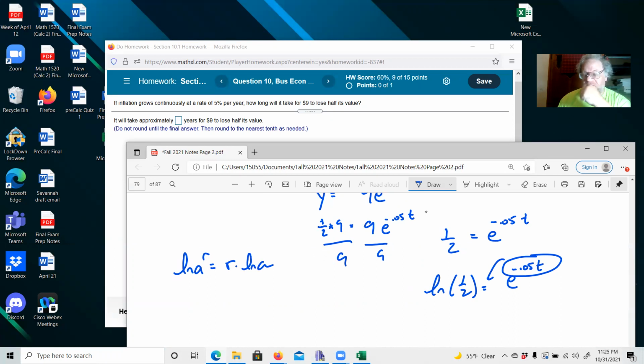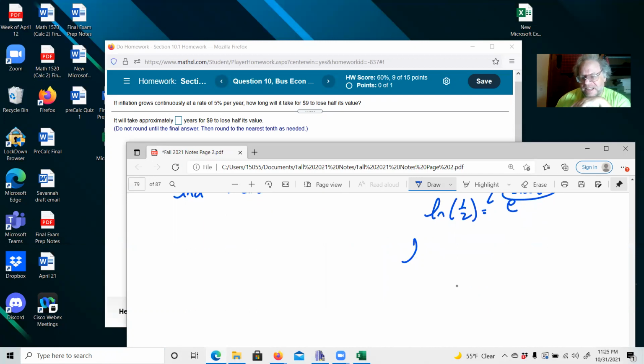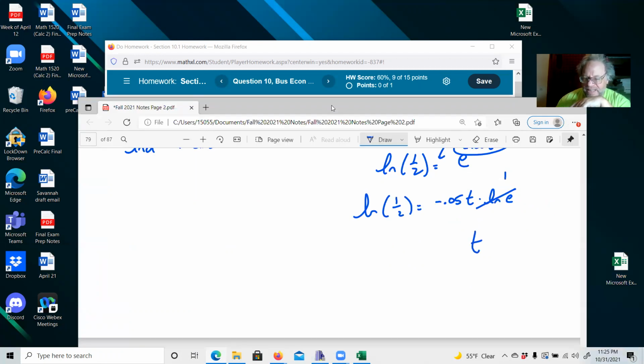Of course you do, because you'll never forget something like that. That's important. Okay, so we have natural log of 1/2 is equal to negative 0.05 t times the natural log of e. The natural log of e is always 1. Okay, so we'll say we have t is equal to 1 over 0.05 times the natural log of 1/2.